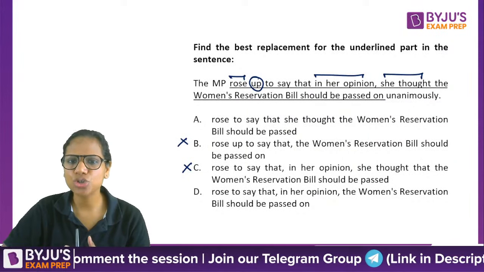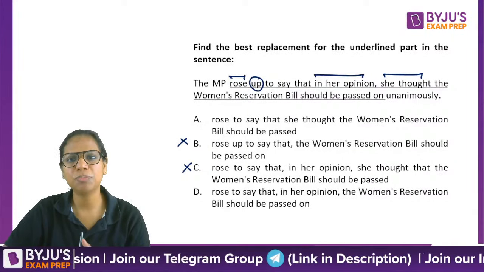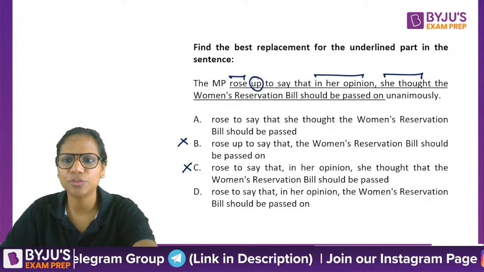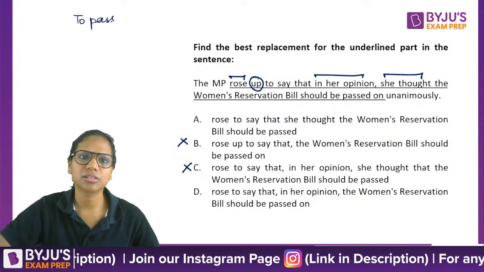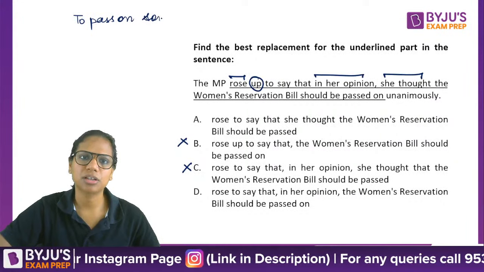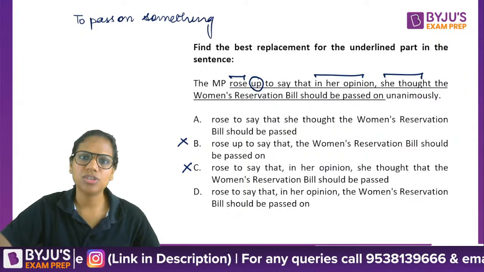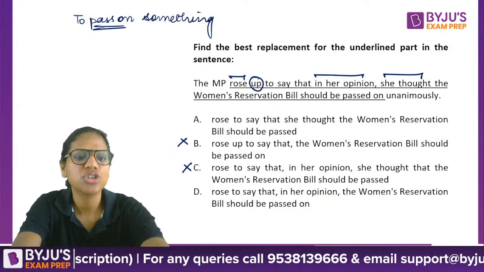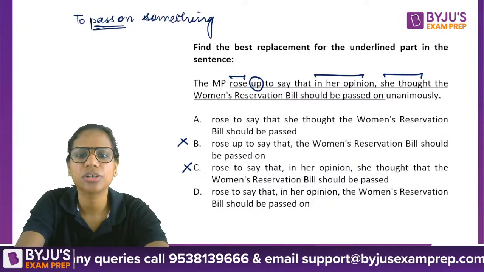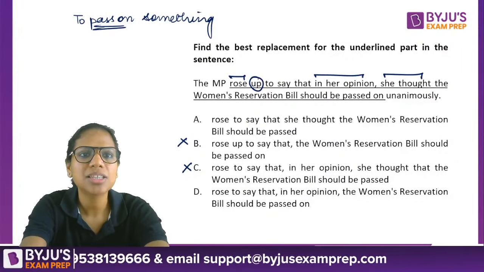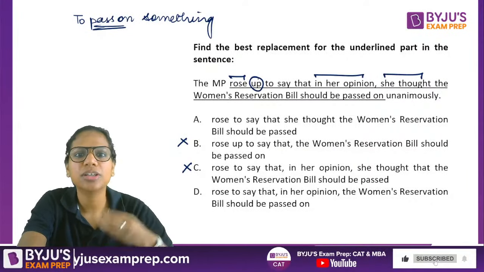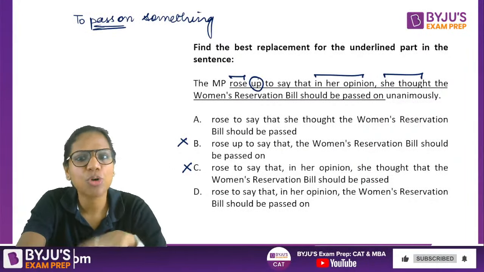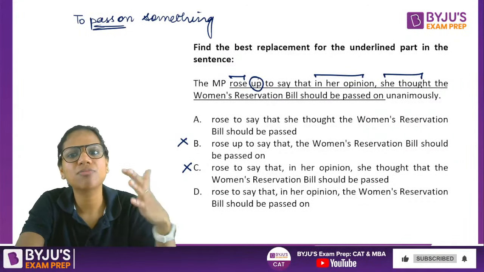Should be passed or should be passed on? That's the only difference between A and D. To pass on something is, for instance, she passed on her values to her children. So to pass something on is simply to forward it to someone. You can pass on some responsibilities also. You can pass on some values also.